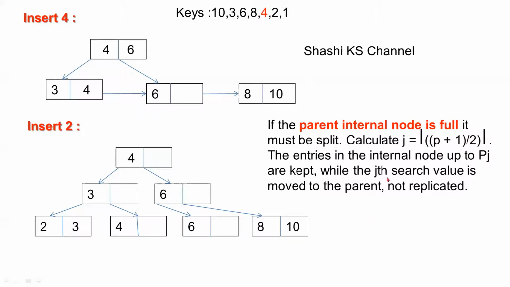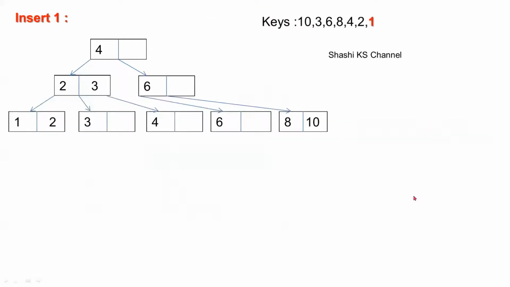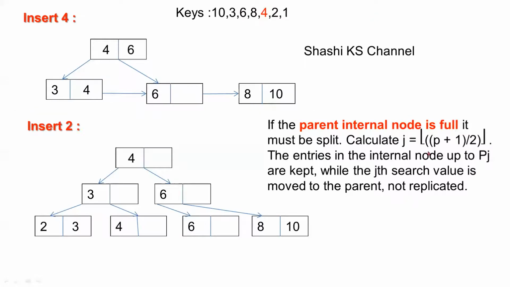The formula for splitting the parent node is that you have to calculate the value of j here, but here you have to use the order of the B plus tree, not the order of the leaf node. The order of the B plus tree has been given in the question. So the order of the B plus tree is 3. So 3 plus 1 is 4. 4 divided by 2 is 2. So j is equal to 2. So the entries in the internal node up to the second tree pointer are kept, while the second search value is moved to the parent and it is not replicated.